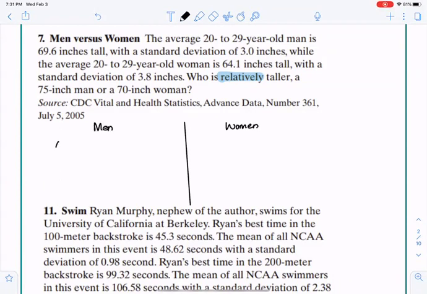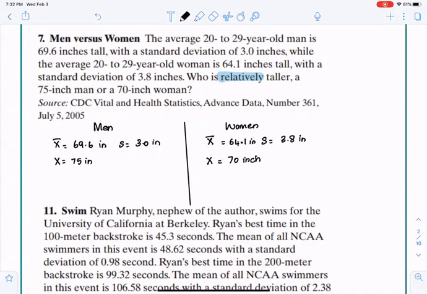We have the mean for men as 69.6 inches. Standard deviation is 3 inches. Women have a mean of 64.1 inches. Standard deviation 3.8 inches. The observation given to us is 75 inches for a man, and for a woman, we have 70 inches.